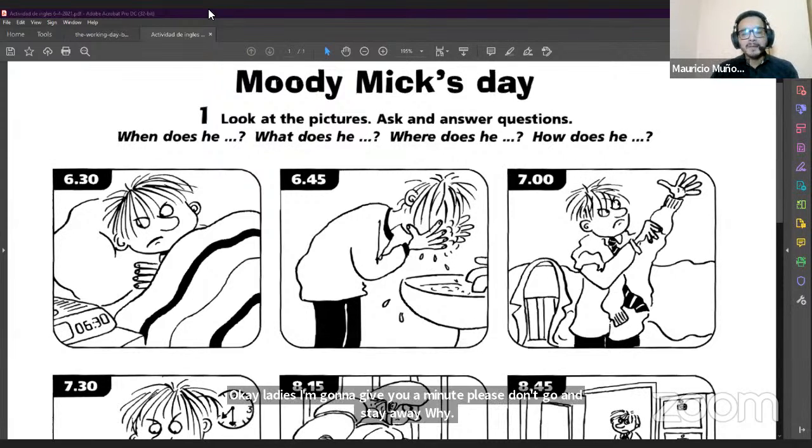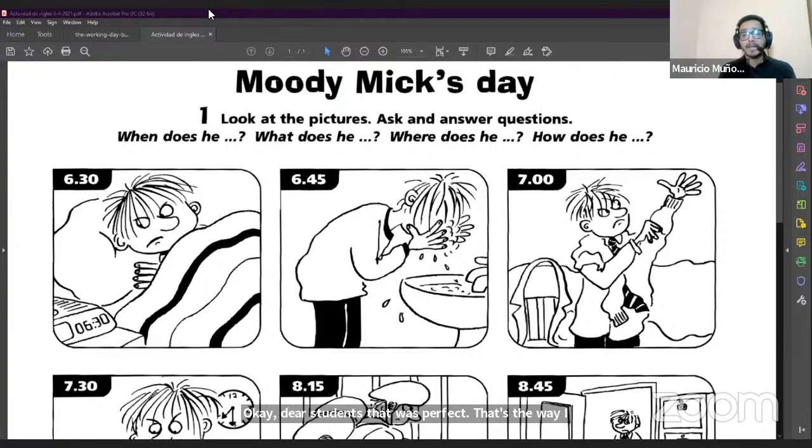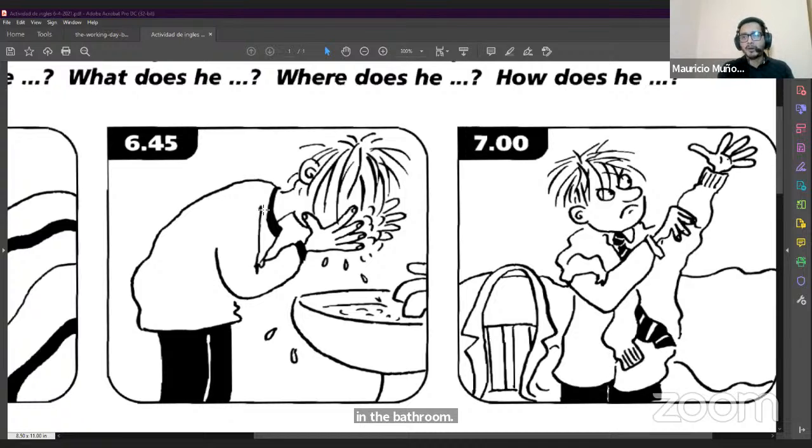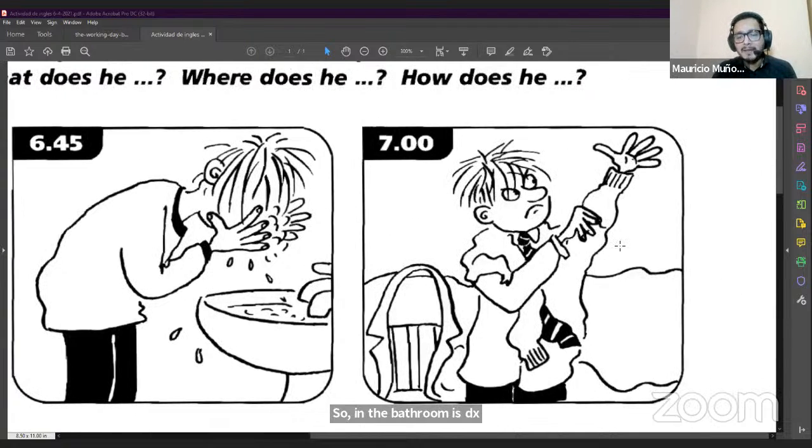Okay, dear students, that was perfect. That's the way I need you to carry out this activity. But don't forget, the more information, the better. I mean, if you share more information for each picture, it would be better. For example, in number 2, you would say, Mick washes his face in the bathroom. So, in the bathroom is the extra information. In the same way in number 3.